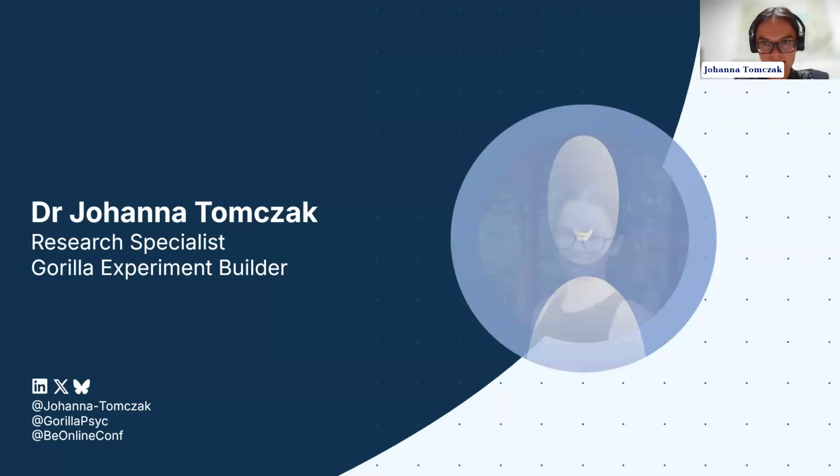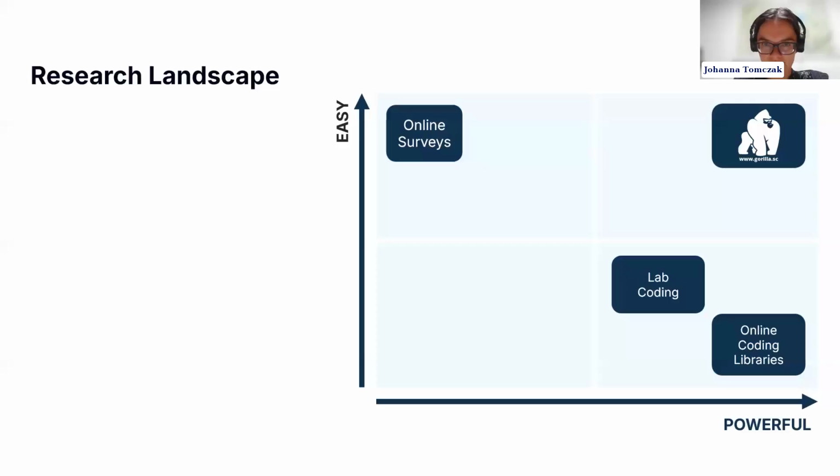So let's have a quick look at Gorilla in general. I'll give you a quick overview of what we do here at Gorilla, and then we'll jump into the more specific research tools we offer. So in terms of the research landscape, what is Gorilla? It's our powerful and easy to use tools for experimental psychology and related disciplines. This is what you can see on the graph here, how we see the research landscape.